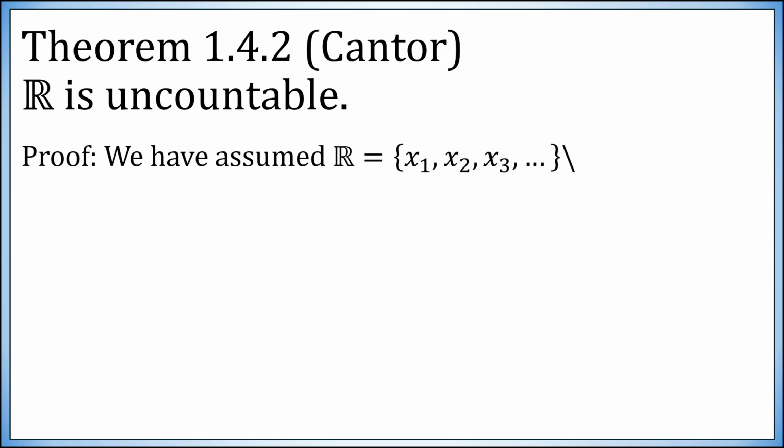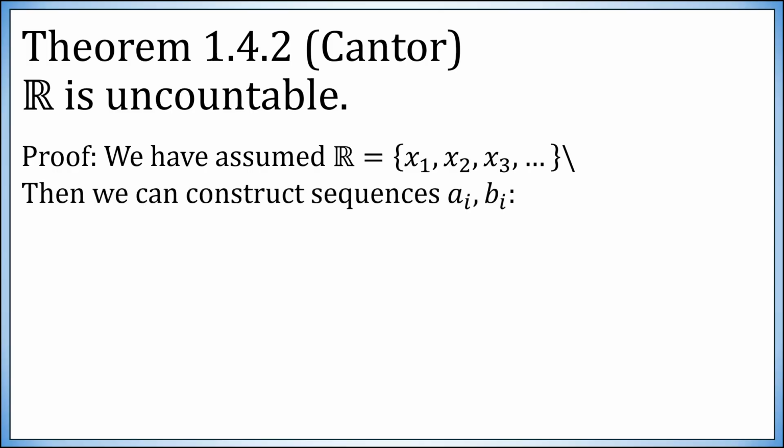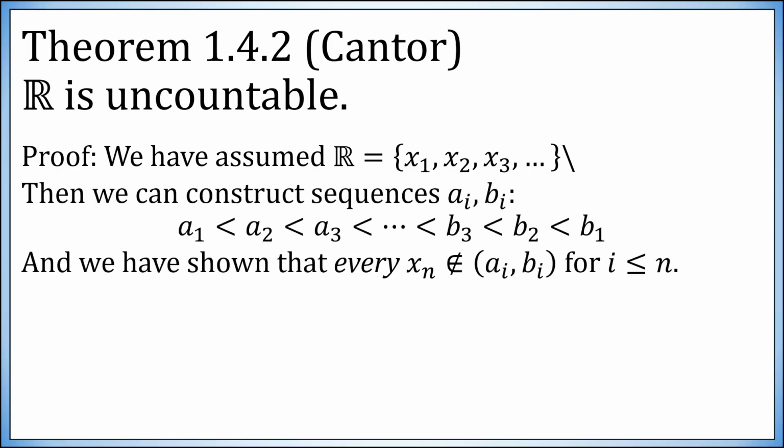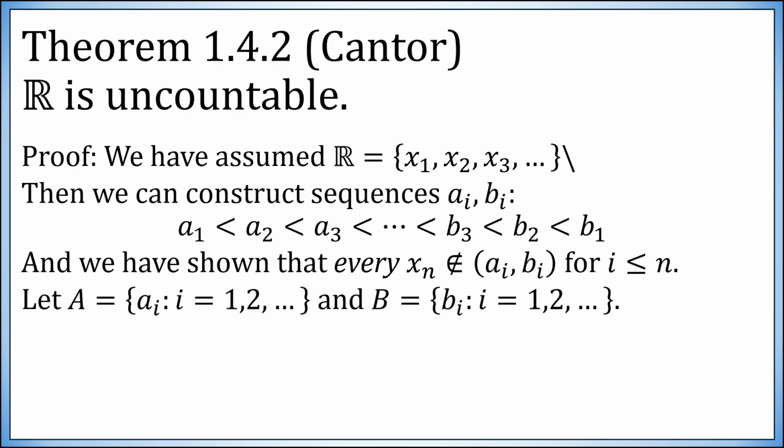Okay, so we've listed out all of our reals. We constructed sequences of A's and B's that achieved this. Note that every single x_n does not belong to any of these proper intervals where the index a_i to b_i is smaller than or equal to the index on the x we picked. We've already done that. That was in the previous slides.